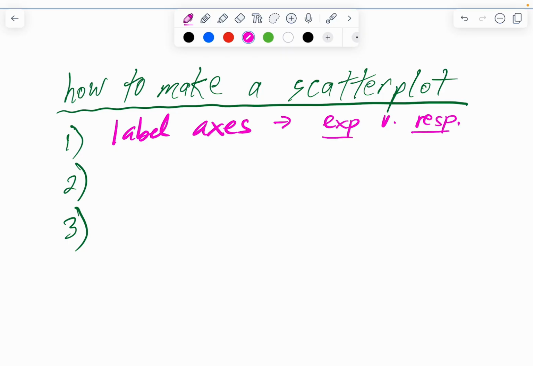After you decide which variable is going to go on which axis, then you have to think about scale. You have to put the numbers on there. So you have to figure out a scale factor so the data will fit.